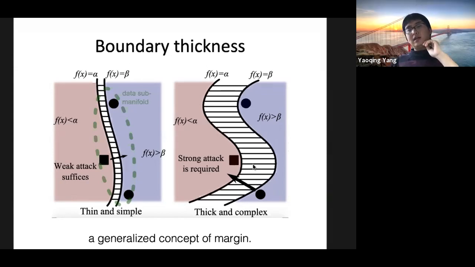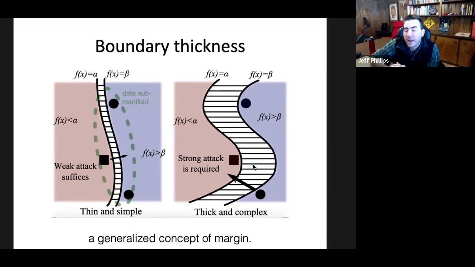So if I understand your question, you're asking: is it possible, for example, to use this boundary thickness as the loss function during training? Is that something you think is useful? Sure. There are two ways you could use it. One is within the gradient descent, perhaps somehow. I don't know quite how to do that.